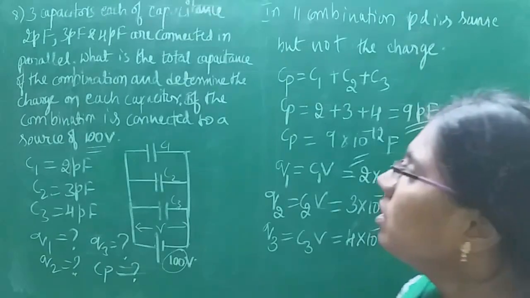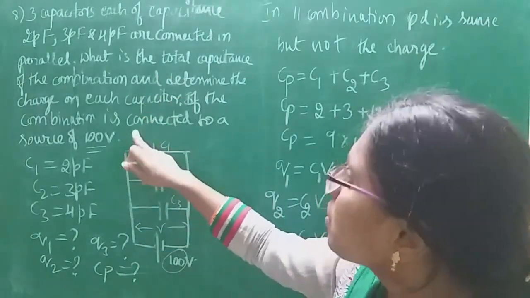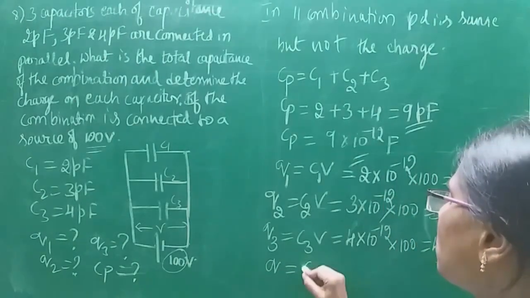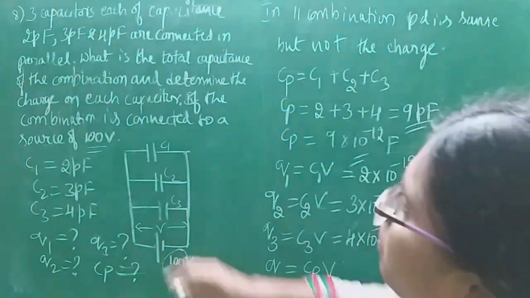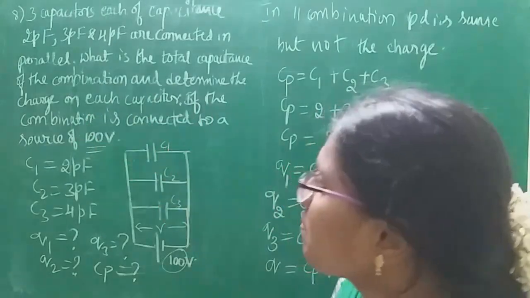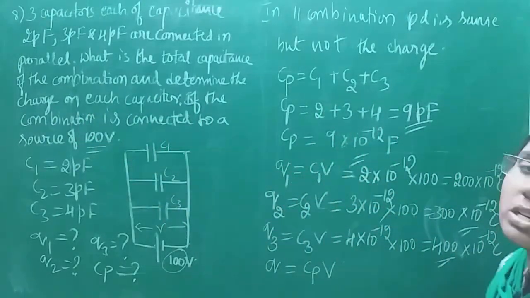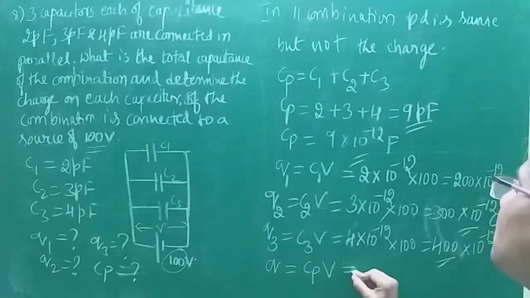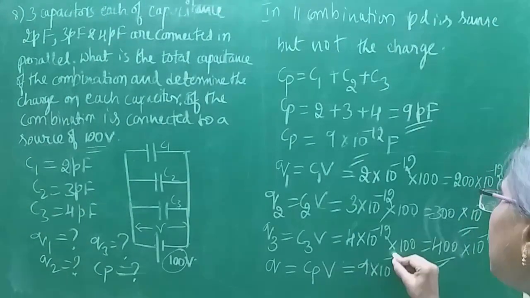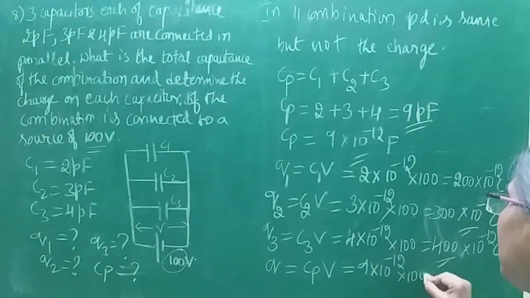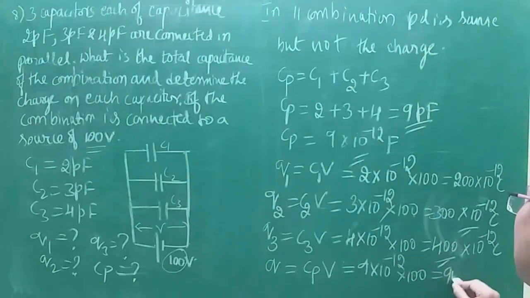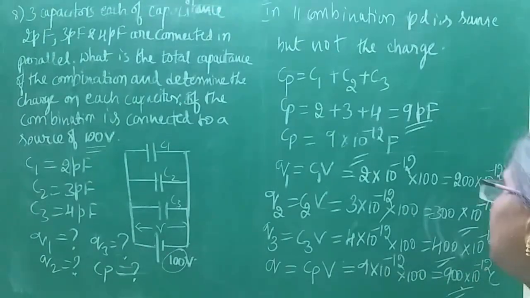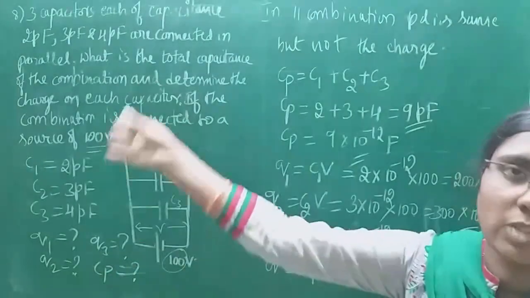And also we can calculate the charge across the combination. So charge across the combination is Q is equal to Cp into V. The question asks to determine the charge on each capacitor. They have not asked to calculate the charge across the combination, but you can calculate it easily. Cp into V, Cp is 9 into 10 to the power of minus 12 into potential 100. So 9 into 100 means 900 into 10 to the power of minus 12 coulomb. So this is about the 8th problem.